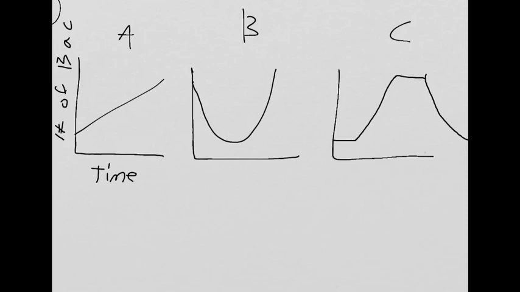Okay? So, it says which graph best represents bacteria growth if the bacteria's food supply is limited. They have a finite amount of food. So you got like a little petri dish, and you got some bacteria in there, you give them a little bit of food, but that's it. You just give them food and watch what happens.